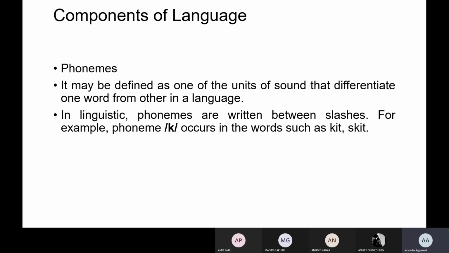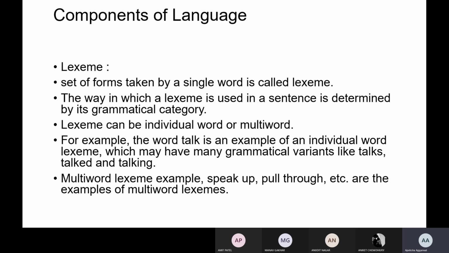If I am talking about phoneme, I am talking about the sound of a word. If I am talking about lexeme, it means words like talk, talking, eat, eating, eats. All three words are generated from eat, so these are all similar words. This is a set of words which are similar, maybe grammatical variants, associated with a single word. Sometimes there is also a multi-word lexeme.